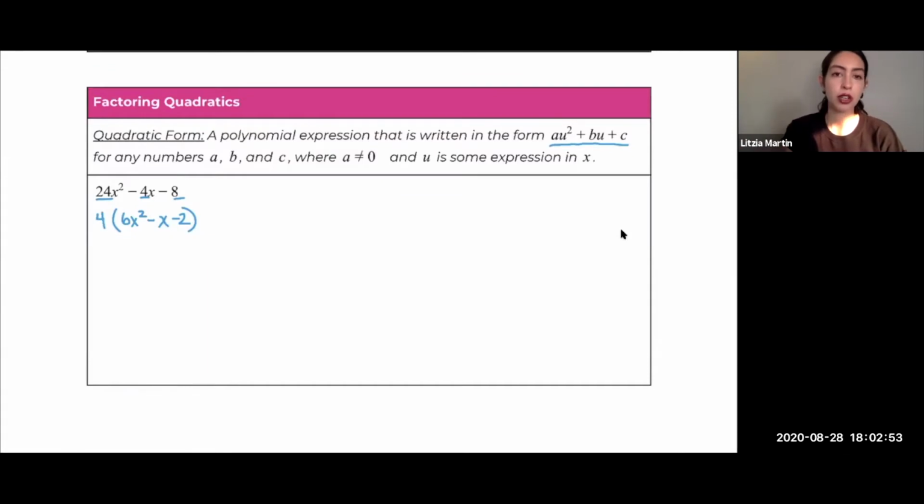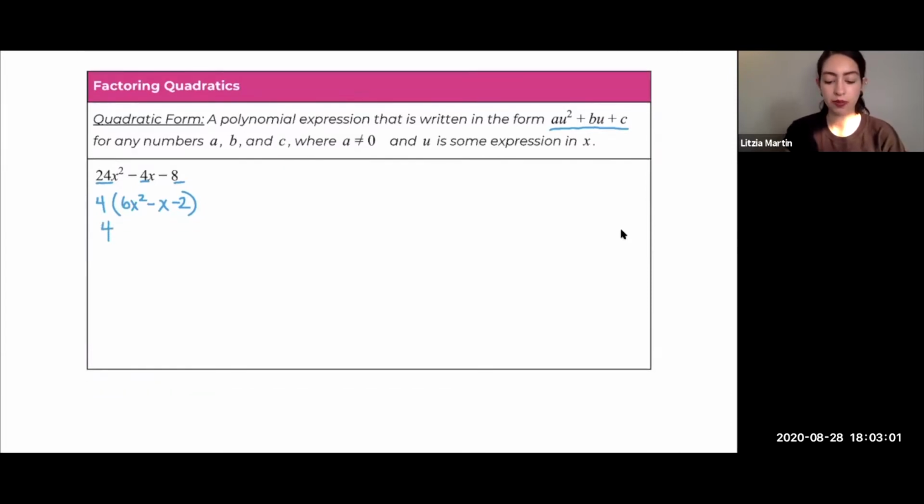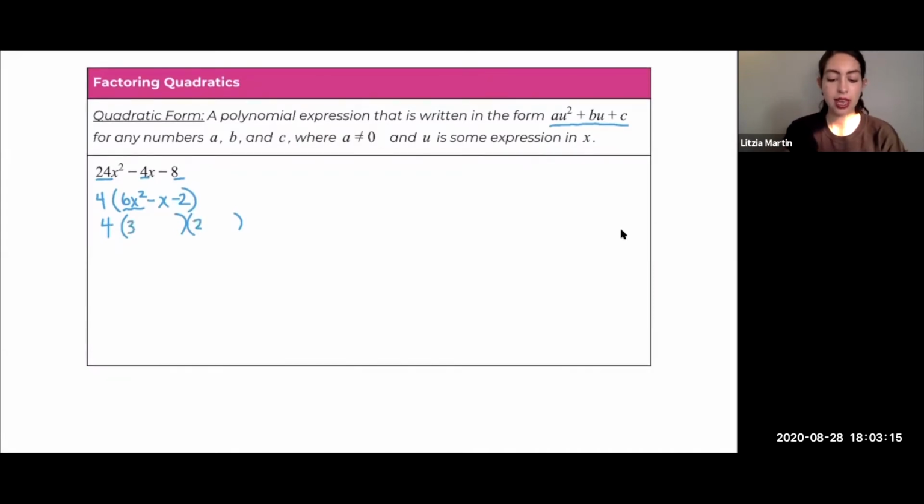So I've factored out the 4, and now this is a quadratic, 6x squared minus x minus 2, that I can break down. So to factor the quadratics, we break it down into our 2 parentheses. We'll start in the front, 6x squared. So I need to think of 2 numbers that multiply to give me 6. So we can try 3 and 2, and then x breaks down to x and x. And then we need to think of 2 numbers that multiply to give us negative 2. So for example, 2 and 1, because 2 is a prime number.